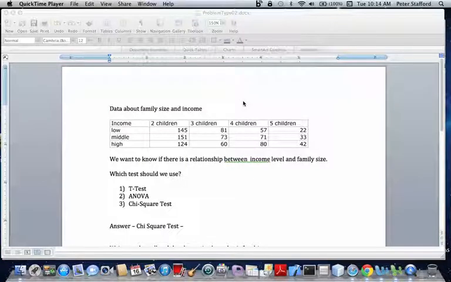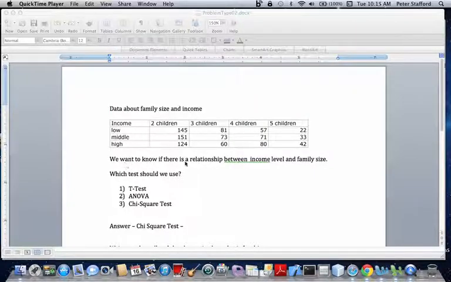Here's another kind of question we could see. Below we have data about family size and income. We've got income over here, low, middle, and high income, and here's the number of children you have in the family. In this particular case, there's 145 families with 2 children, 151 families with 2 children, there's 71 families with 4 children, and so forth.